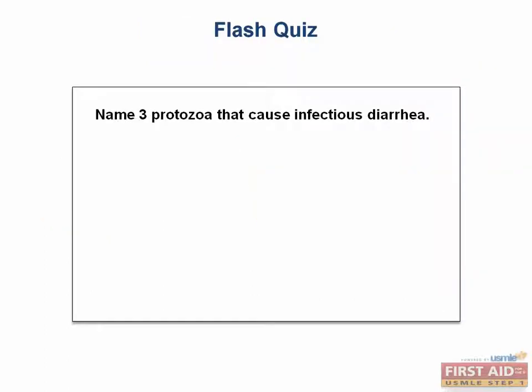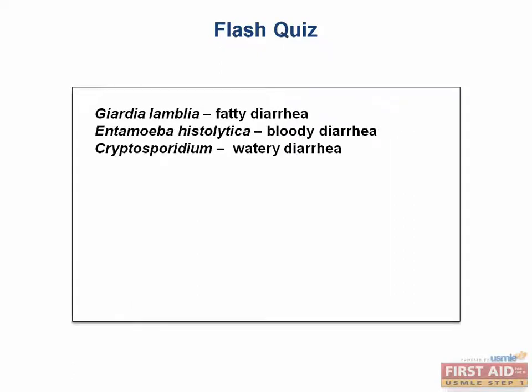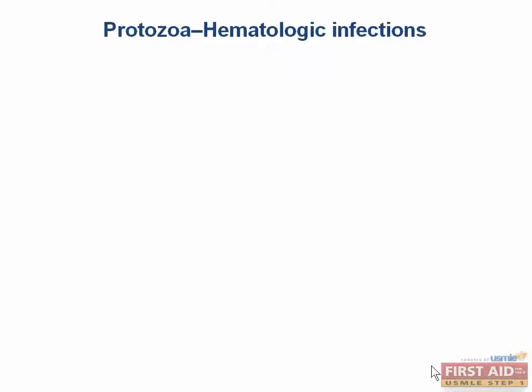Time for another flash quiz. Name 3 protozoa that cause infectious diarrhea. The answers are Giardia, which causes a fatty, greasy diarrhea, Entamoeba histolytica, which causes bloody diarrhea and flask-shaped ulcers, and Cryptosporidium, which causes watery diarrhea. The 2 protozoa causing hematologic infections are Plasmodium and Babesia.